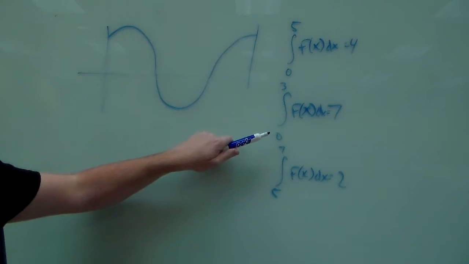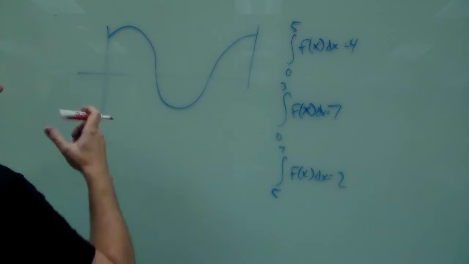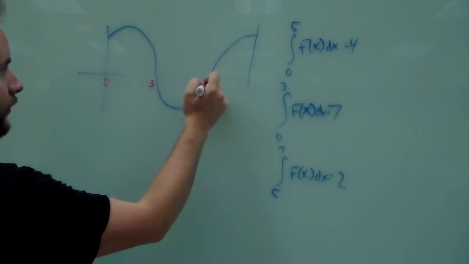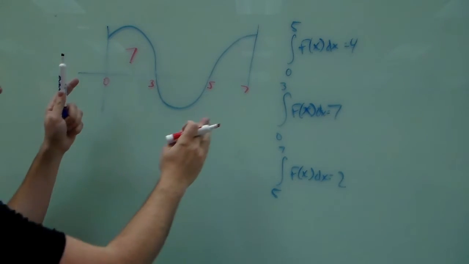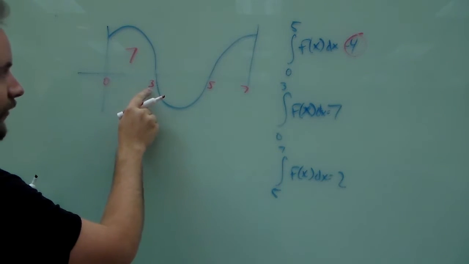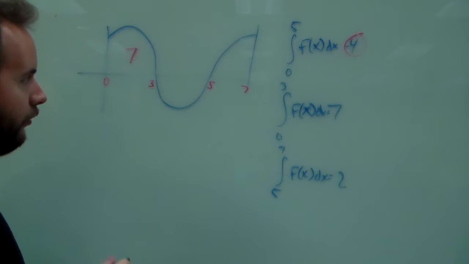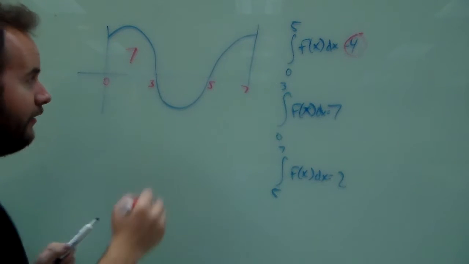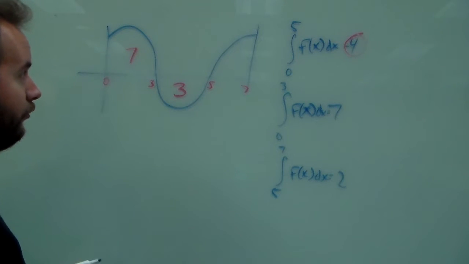So they tell us the interval from 0 to 3 is 7. We're going to go ahead and say this is 0, this is 3, this is 5, this is 7. From 0 to 3, this much is 7. Now we know the net from 0 to 5 is 4. That is to say, from 0 to 3 is 7, and from 3 to 5, we don't know, but we know this total area from 0 to 5 should be 4. So it must mean the area from 3 to 5 is 3. But it's 3 sitting underneath the x-axis, and here's why.